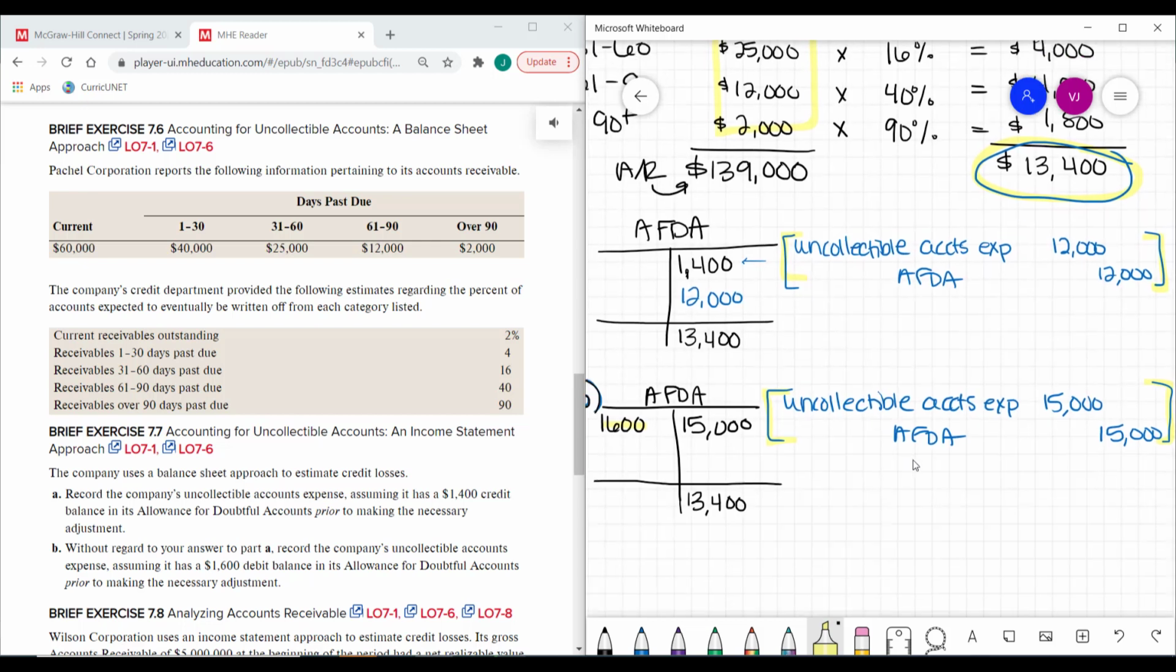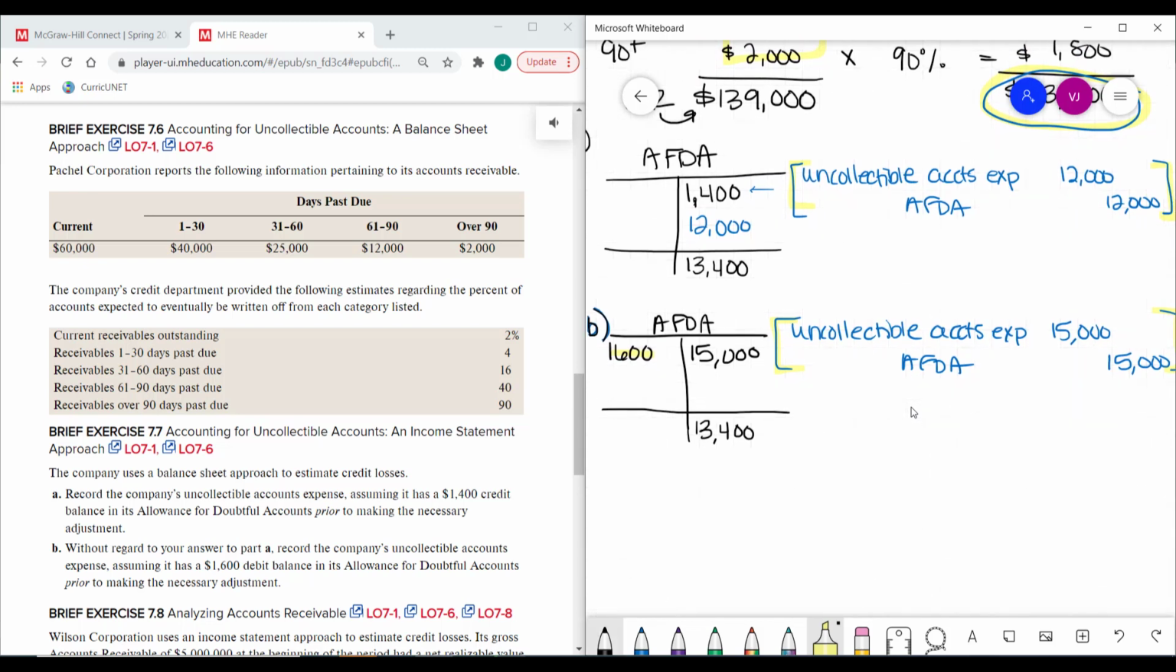So here, with these methods, what are you doing? You're essentially topping up this allowance for doubtful accounts. So we're estimating we're going to write off about $13,400 of accounts receivable. And what is this allowance for doubtful accounts? It's a contra asset account. It tells us how much of the accounts receivable we're never going to see.